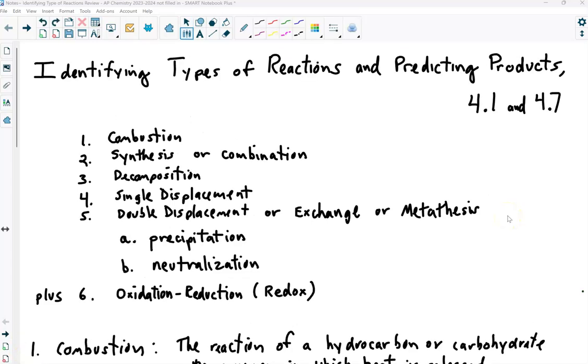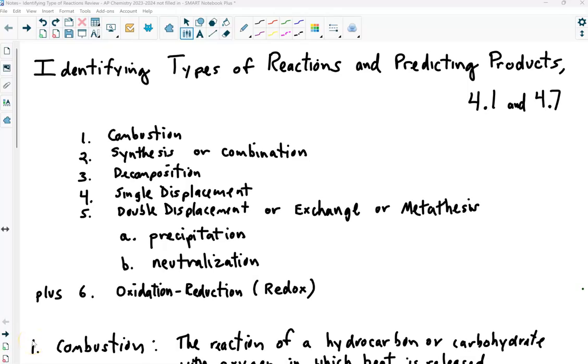All right, class, today we are going to review identifying types of chemical reactions and predicting products. This is largely a review of what you learned in sophomore chemistry. And we will be covering sections 4.1 and 4.7 in Unit 4.